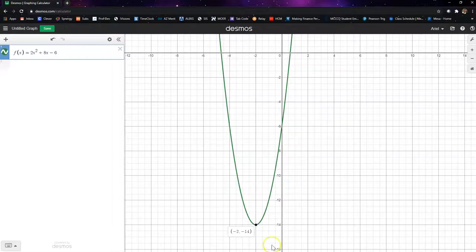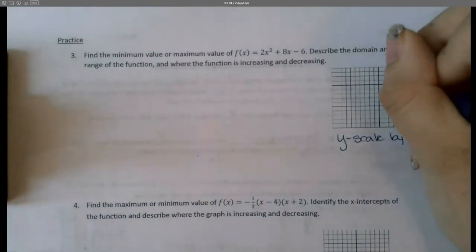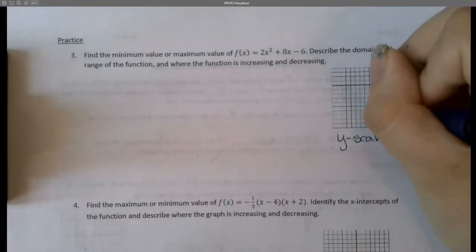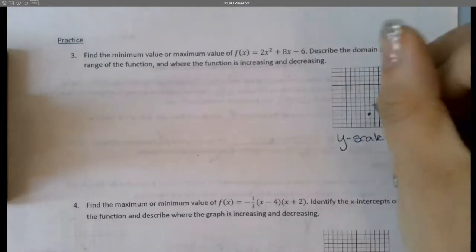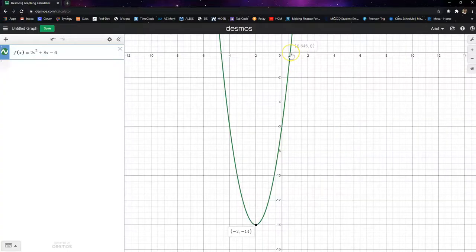So we can go look at my paper. So I have 2, 4, 6, 8, 10, 12, 14. That's where my vertex is. And then go back and look at Desmos. It's crossing at a little less than 1 and a little more than 4.5. Okay. My vertex was at -2, -14. Oh, you're not on my paper anymore.